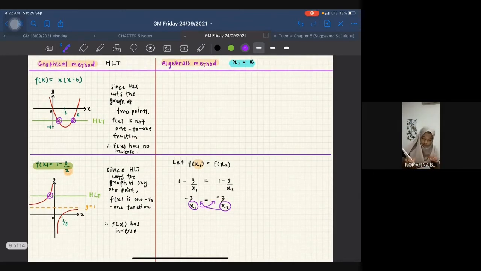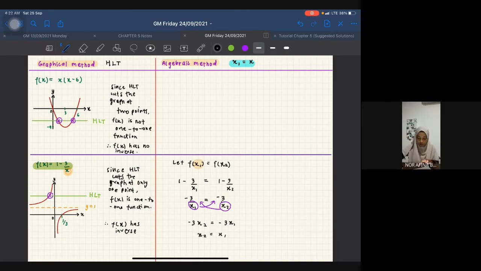Okay, so saya akan dapat negative 3x2 is equal to negative 3x1. Macam tu. Okay, and then kita ada negative 3 on both sides. So we can cancel out that as well. So kita akan tinggal hanya dengan x2 is equal to x1. Okay, so x2 equal to x1 sama saja kalau awak tulis dia x1 is equal to x2. So just the kedudukan je yang berbeza.